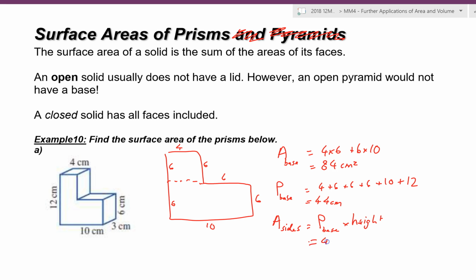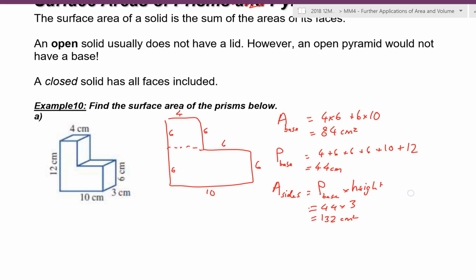Okay, equals 44 by 3, which is 132 square centimetres. So the area of those 6 altogether is 132 square centimetres. And the surface area, I'm going to say SA, is 2 bases plus that ribbon around the sides. So it's 2 times 84 plus my 132, and that equals a neat 300 square centimetres.